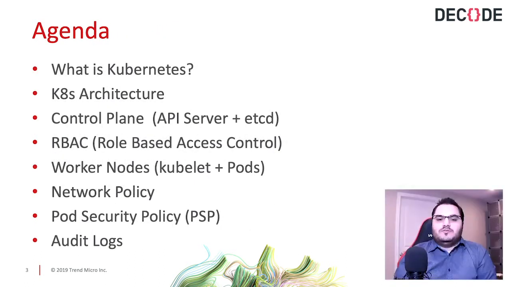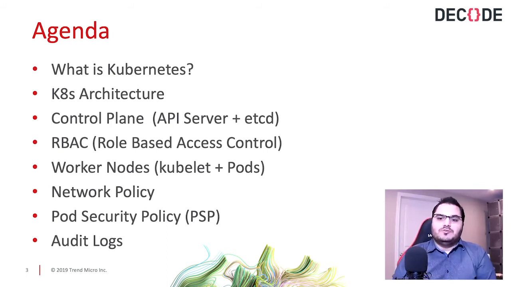So the agenda for today is basically to give you an overview of what Kubernetes is, how it works, what the Kubernetes architecture is, the different components that we have there in your cluster and how they communicate with each other, right? Then we're going to go over some best practices, talking about the control plane, which is the main node there, the master node, and a few components, the API server and the etcd.